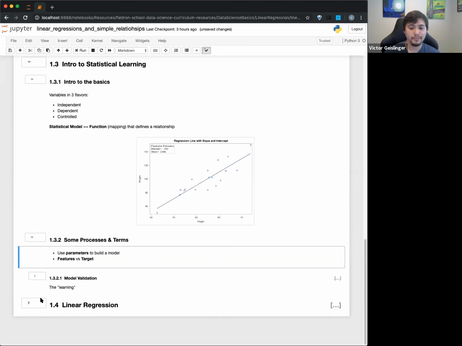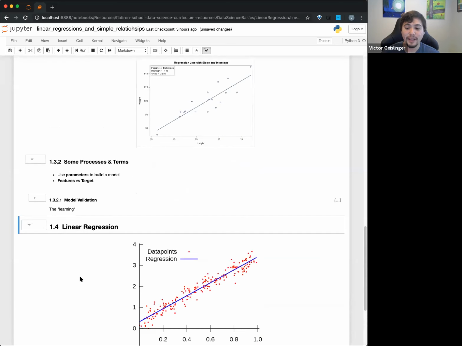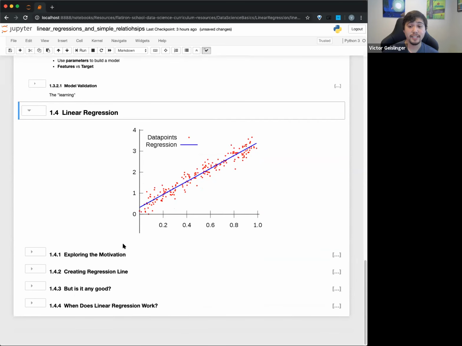Cool. All right. So now to the meat, right? To our linear regression. So here's a basic linear regression. You'll see things like this all the time. This is a very nice linear regression. Usually they're not as nice and neat, but that's okay.